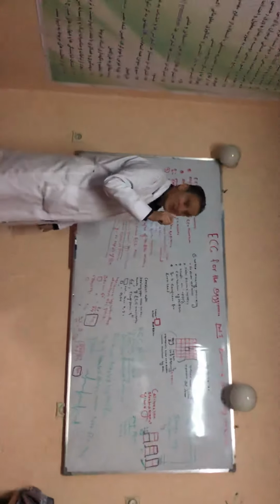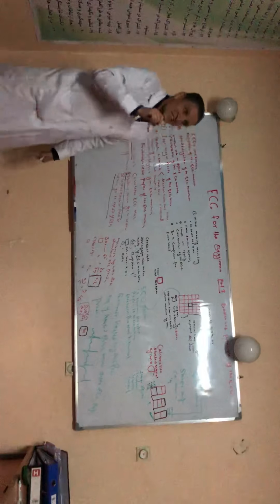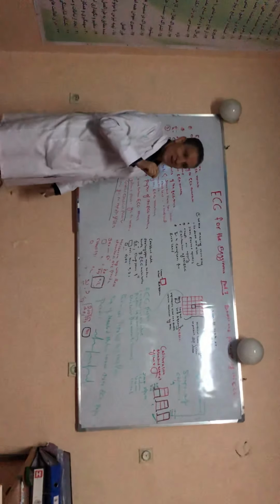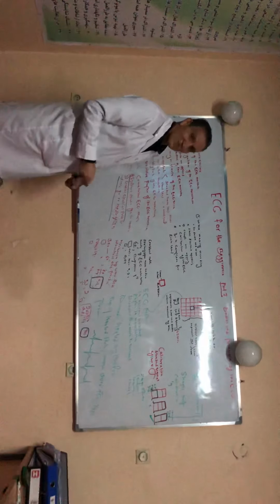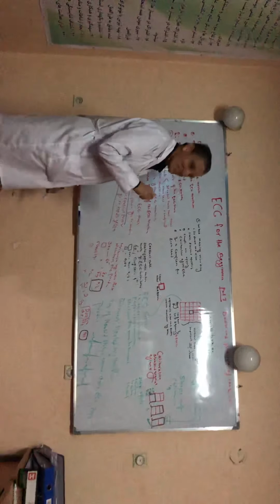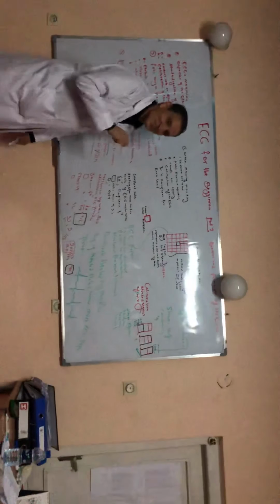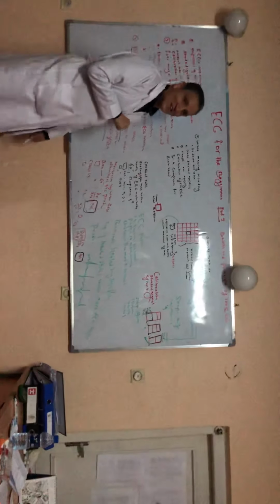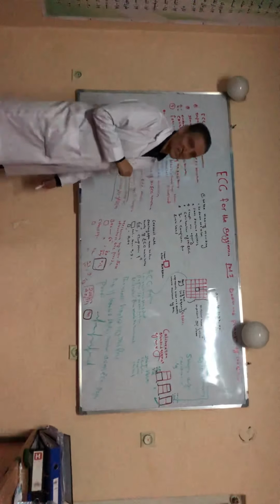Another, let me discuss the ECG paper. What is the ECG paper? The ECG paper is a thermosensitive paper which moves under the needle of the ECG machine. Especially 300 large squares of this ECG paper move under the needle of the ECG machine within 60 seconds. Or in other words, 5 large squares, which represent 25 millimeter, should pass under the needle of the ECG machine within 1 second. 1 large square passes under the needle of the ECG machine within 0.2 seconds.